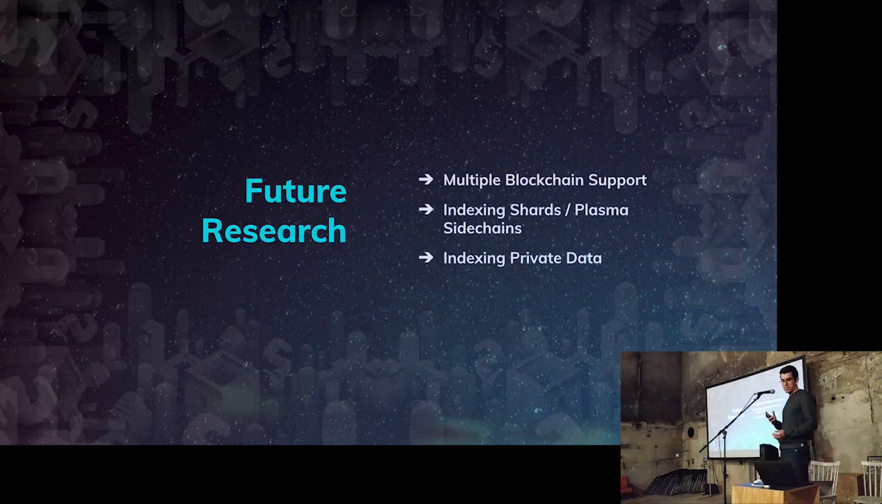And this is further out. We haven't done a ton of thinking or active research here yet, but in the future we want to support multiple blockchains. We're deciding on what the next layer 1 that we would support is. So if you're part of a layer 1 project, please talk to us. We're looking at what our story is going to be for indexing specific shards or specific plasma side chains, as well as indexing private data that's maybe encrypted on chain.